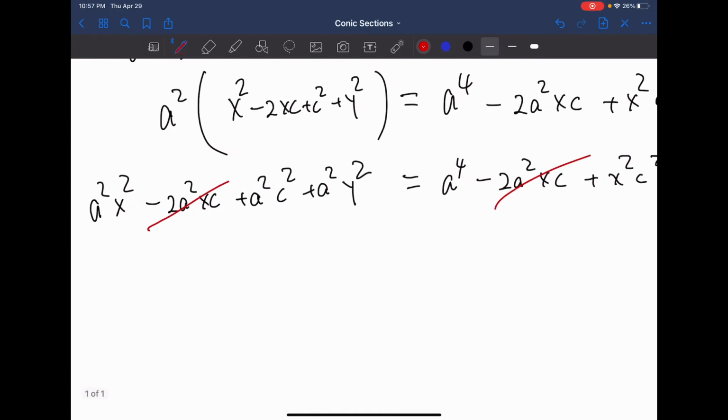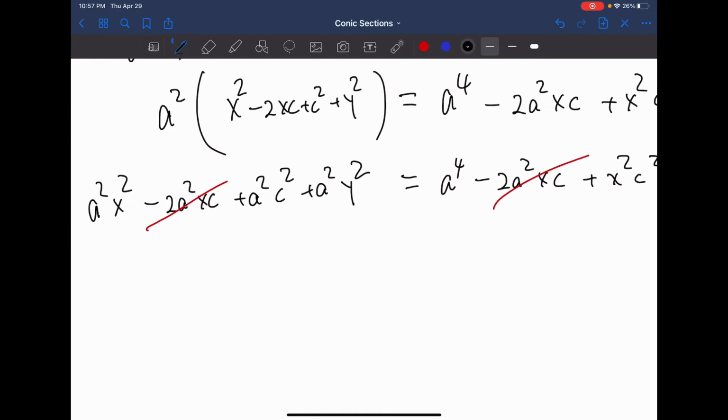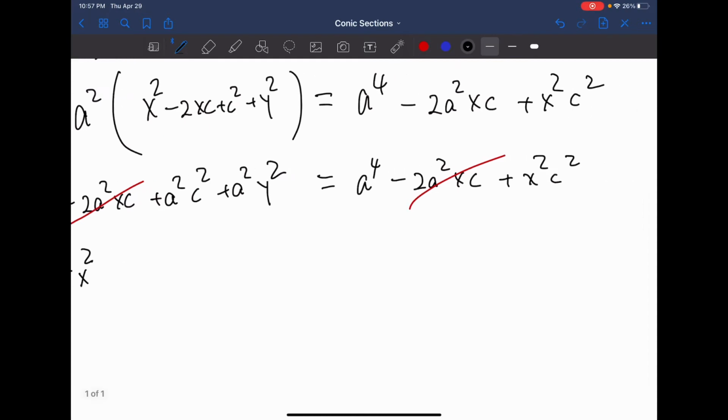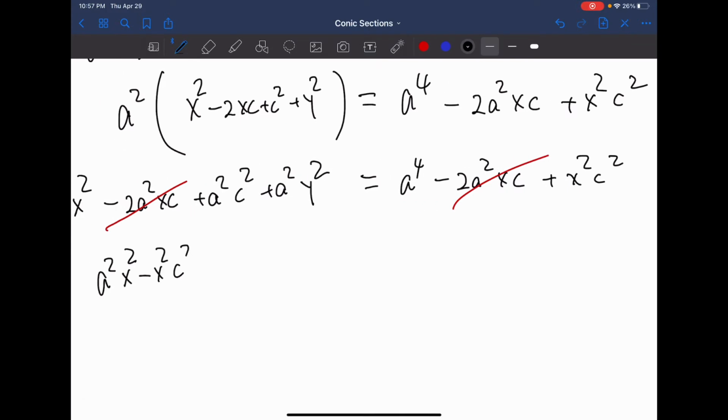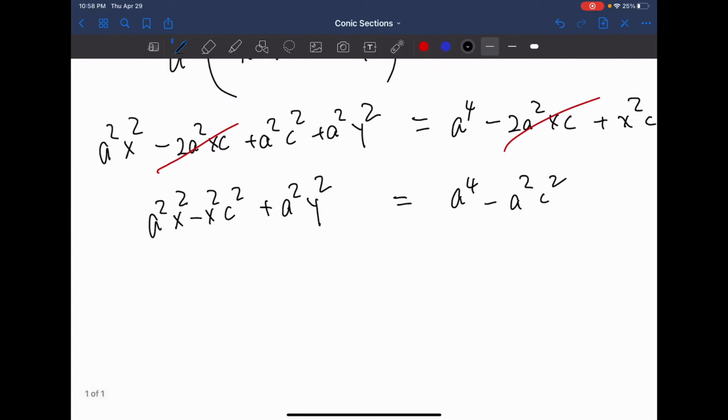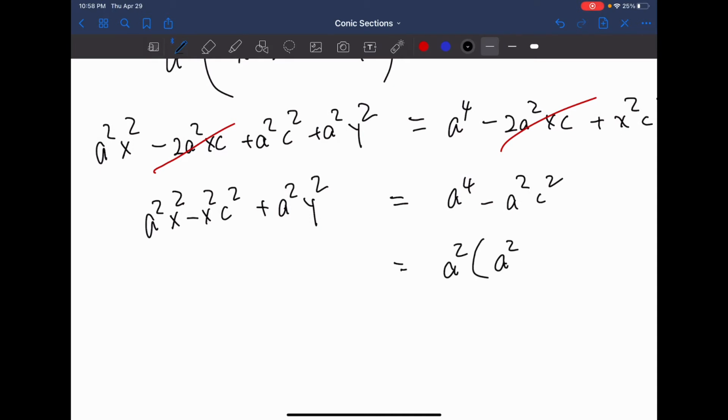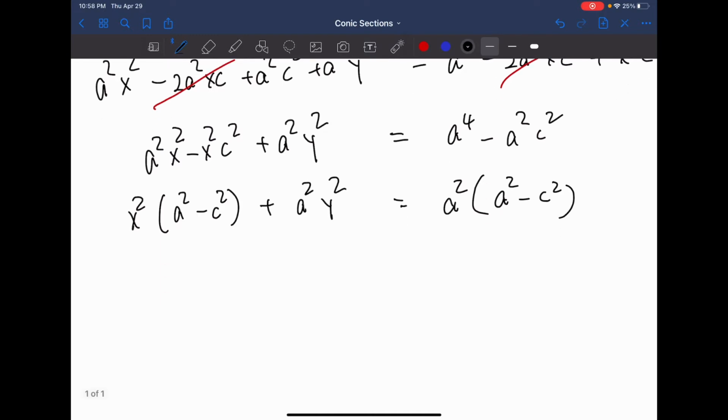So let's move x and y to one side. So a squared x squared is still on this side, and we have x squared c squared. Notice that's minus over here, and that's plus a squared y squared is equal to a fourth minus a squared c squared. Notice that some of these can be factored, so let's try that. X squared times (a squared minus c squared) plus a squared y squared. And does this expression look familiar?